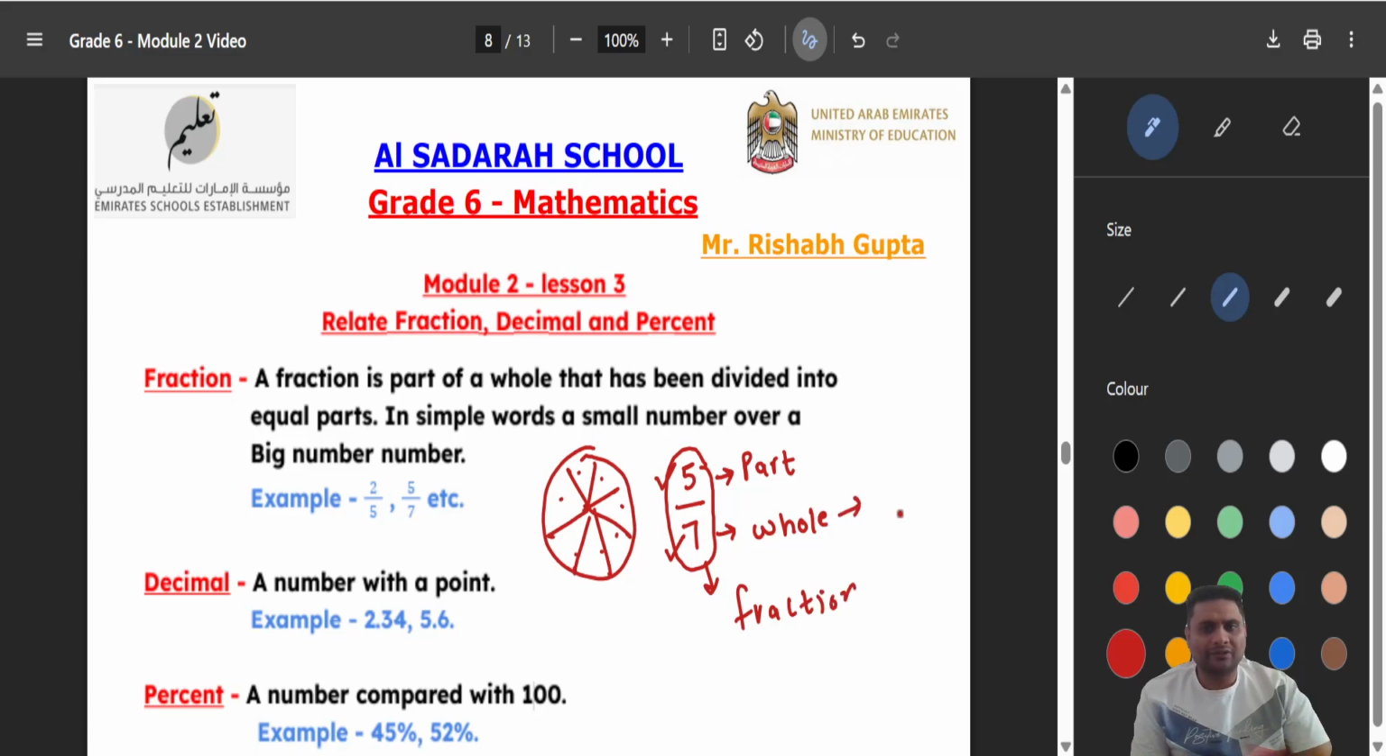Where whole represents total, all. And the part represents a portion of the all, the portion of the total. Okay? Now this is fraction: number over number, part over whole.